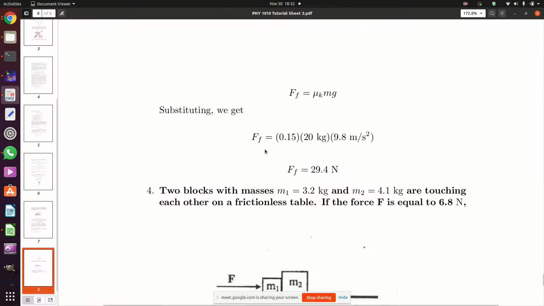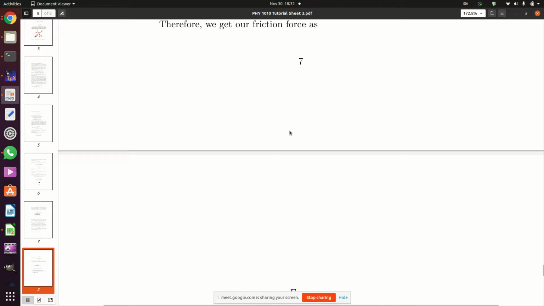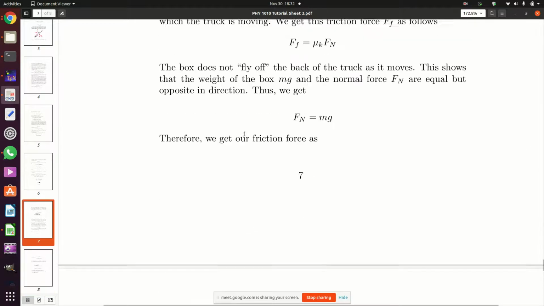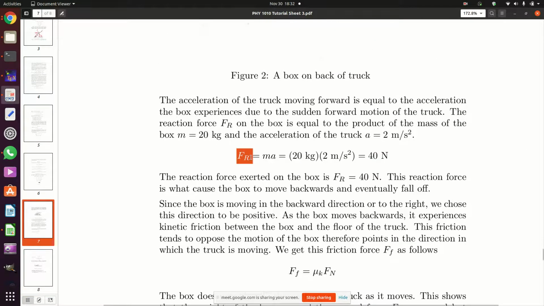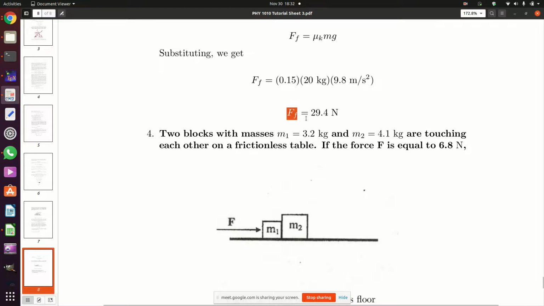So what do we see here? We see that the box experiences two forces in the x direction. The first force is this one, the reaction force. The reaction force is to the right. It has got a size of 40 newtons. The box also experiences a friction force of 29.4 newtons. It is to the left. However, as we can see, the reaction force is greater than the friction force.